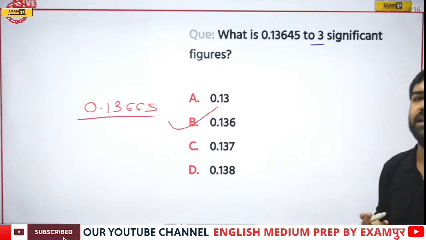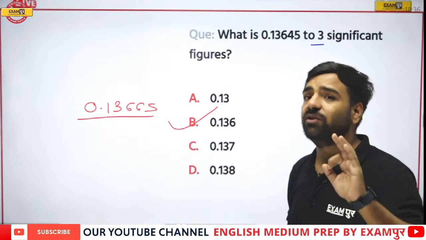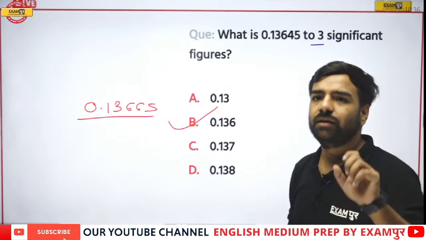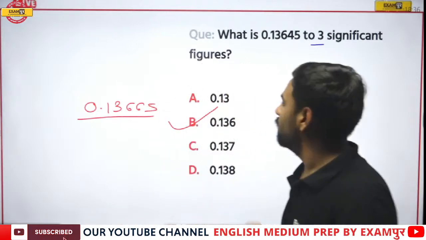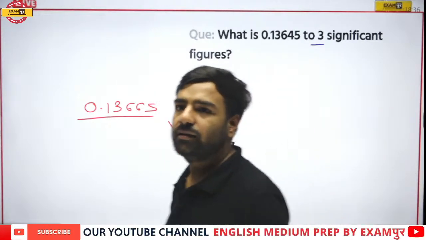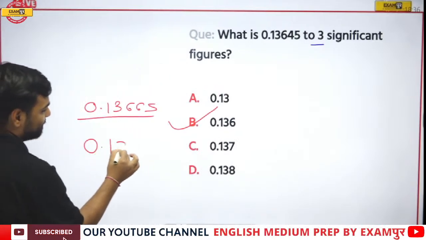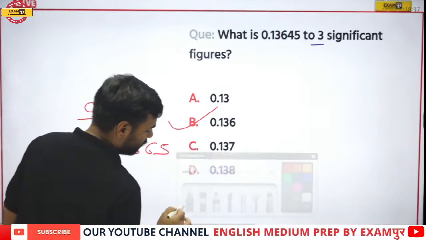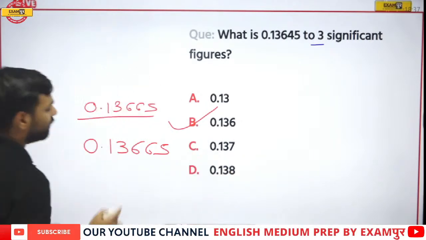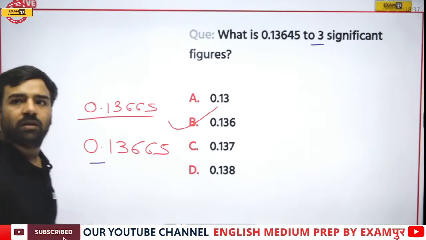Yes. Waiting for the answer. I guess it is clear. If it is clear, I want the answer. You have given 0.136. HR, this time, I'm sorry to say, but I need to explain this again. See what I told you. When I am going with the 3 figures, I am not including 0.